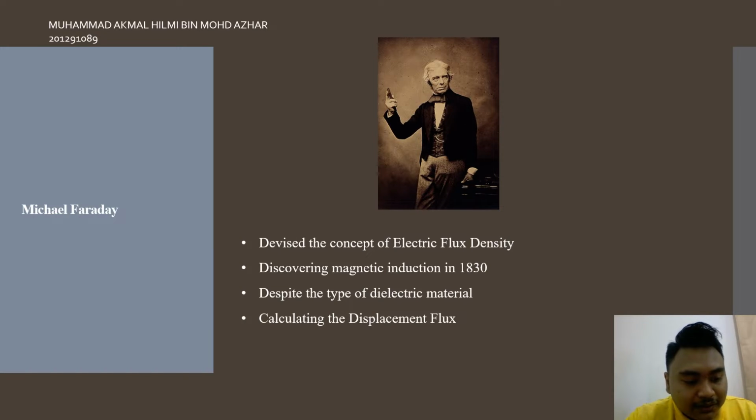Then by calculating the displacement flux over the surface area of the sphere, he obtained the vector quantity of the flux lines pointing outward, leaving the surface, and he called this the displacement flux density, which is currently popularly known as the electric flux density.